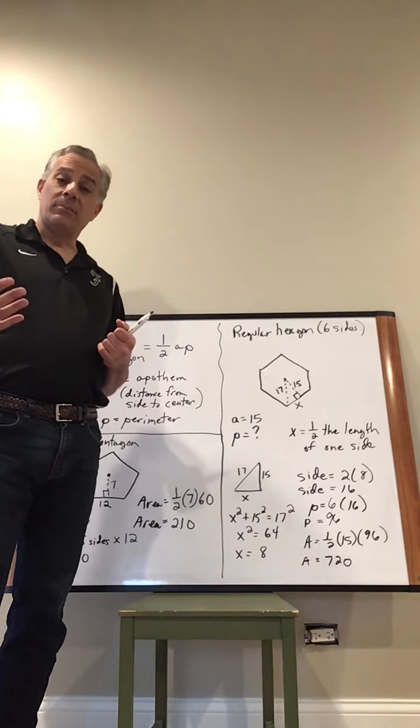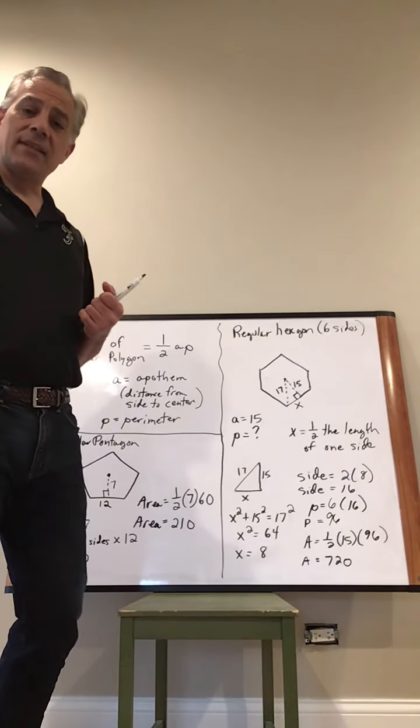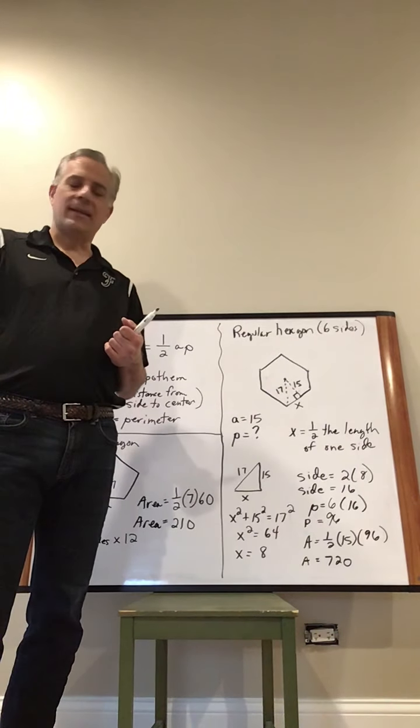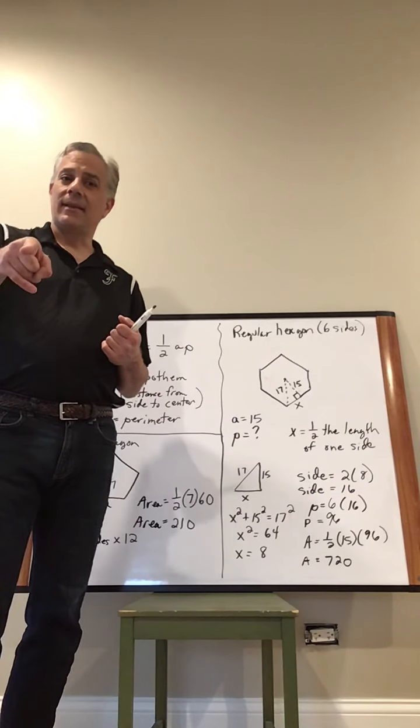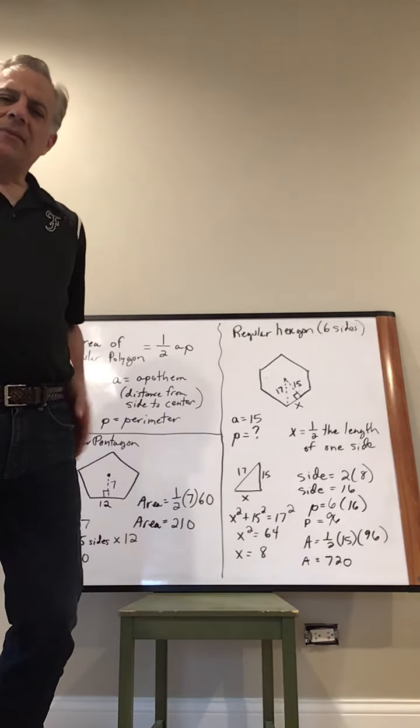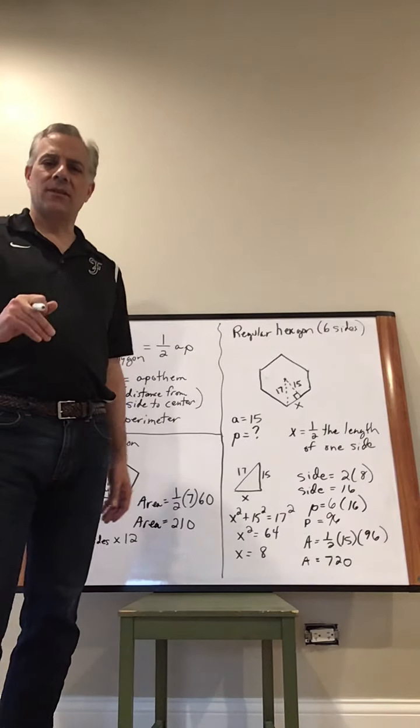A regular pentagon has all 72-degree angles, I believe. I'll have to look it up. Maybe it's 108. I'm thinking exterior angles. You don't have to know that too much.